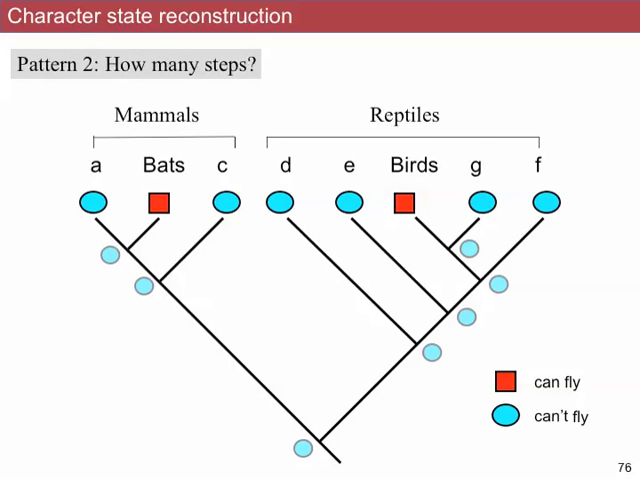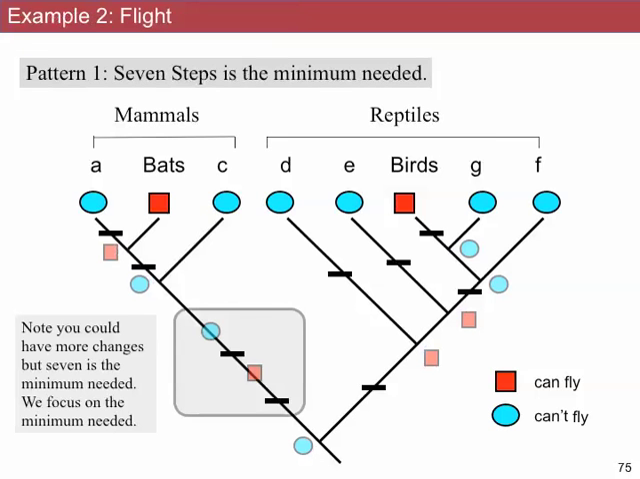We do that for the next pattern. Oh, right, so we could have added extra. I didn't have any changes here because it went from can't fly to can't fly. We could have had it go from can't fly to fly and back to can't fly along that branch. That's not parsimonious. So we're not going to use that as our explanation. Although that does occur, in fact, in some cases. If we don't know anything about it, we will not assume that things have been that complex.